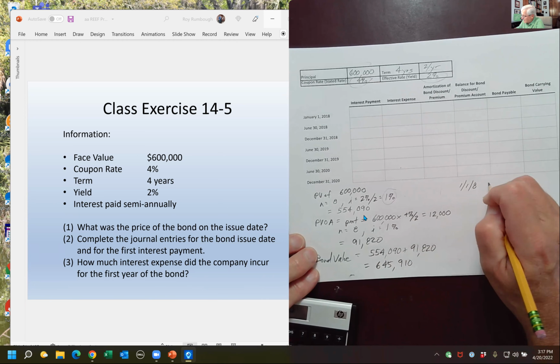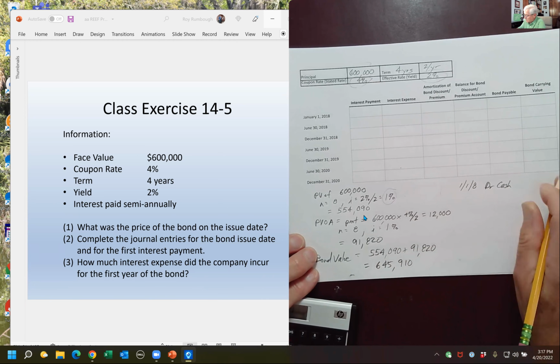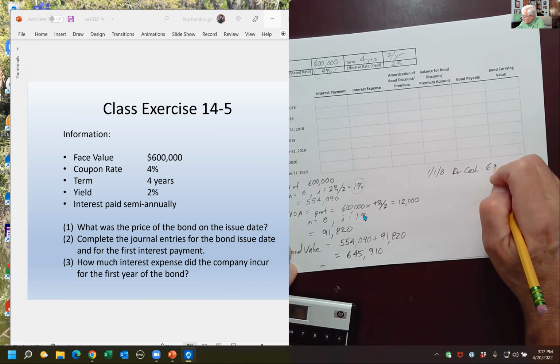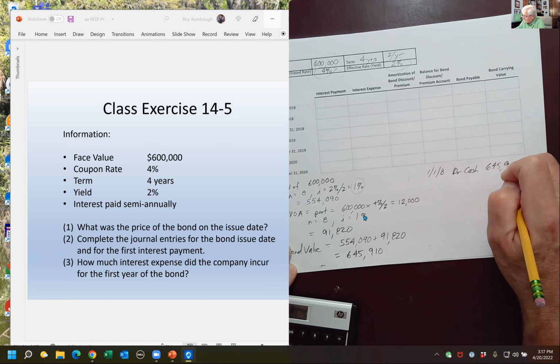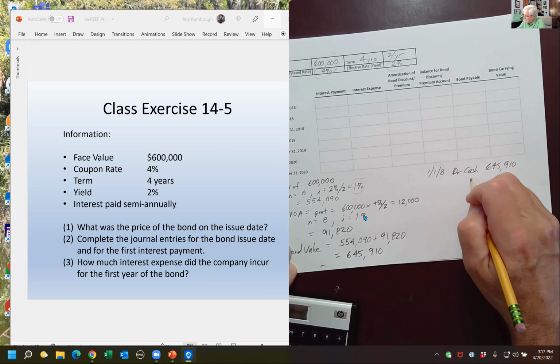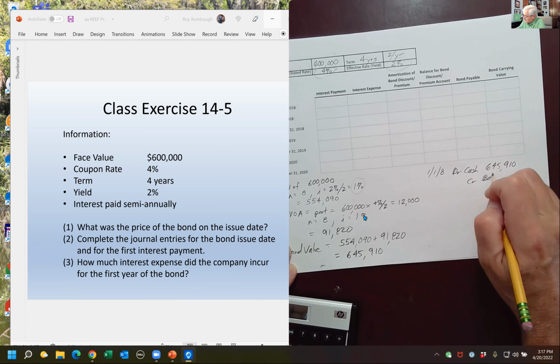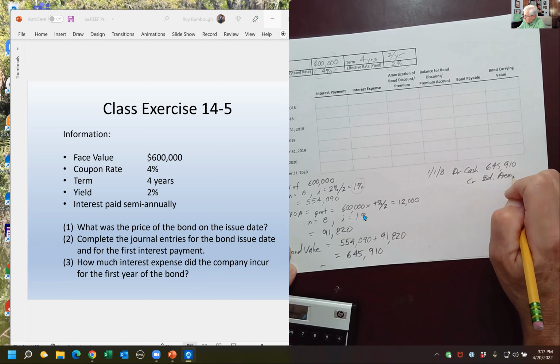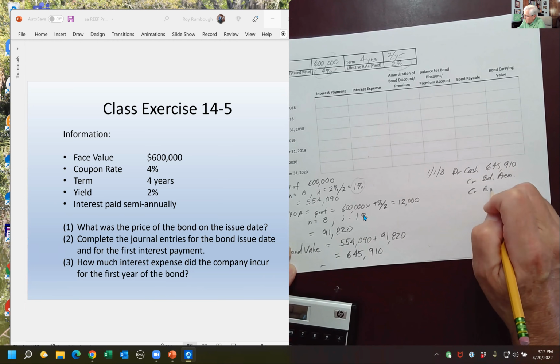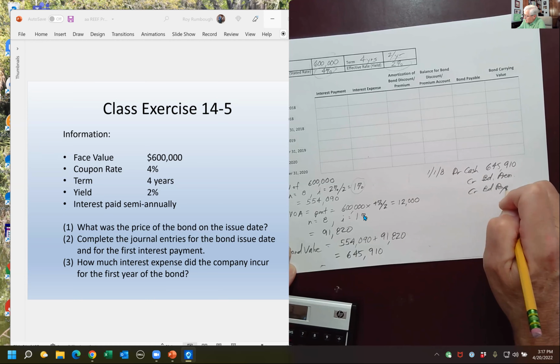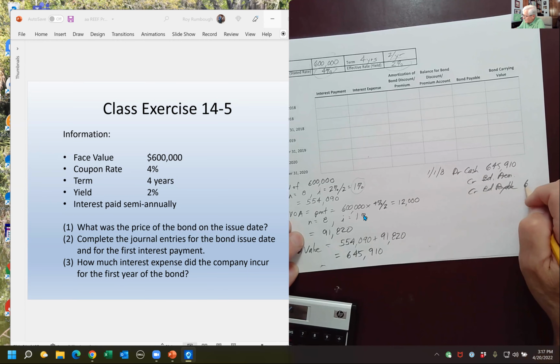Entry 1,1,18: debit cash, for how much we're going to receive, the market price, 645,910. Credit a bond premium and credit the bond payable. Bond payable, that's the face value, 600,000. Premium is the difference, 45,910.